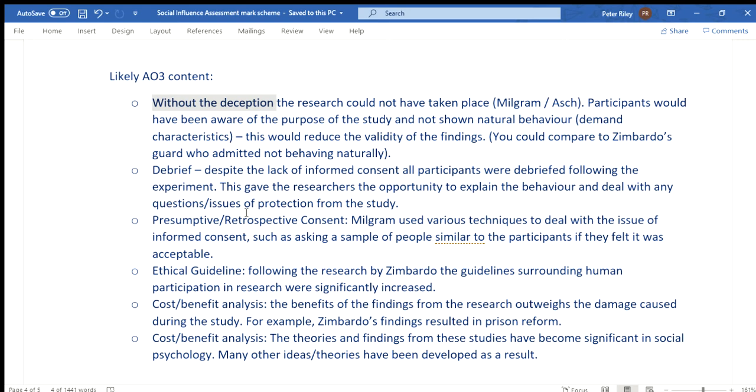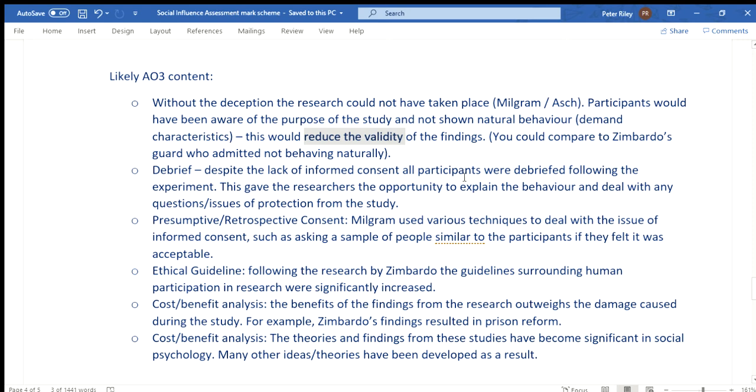So for instance, if the participants in Milgram's study knew that the electric shocks weren't real, then they would not necessarily behave naturally as they would have done. They would be aware that they're taking part in a study, probably guess the aim of the research, and therefore either disobeyed at a much earlier stage during the experiment, or potentially carried on all the way to 450 volts knowing that they weren't actually hurting anyone. So you can refer to that key term demand characteristics, or you could just say it reduces the validity of the findings.